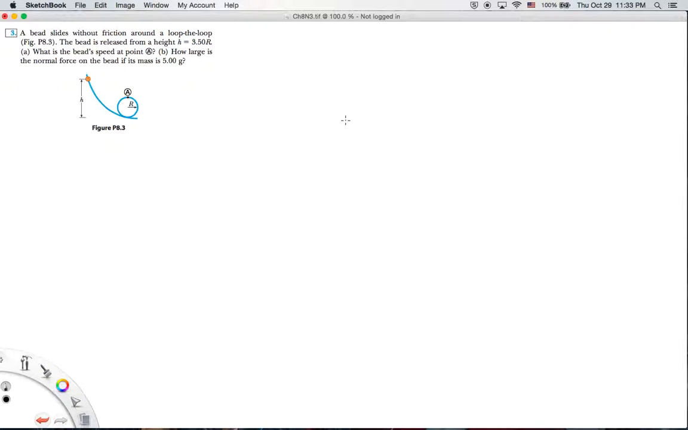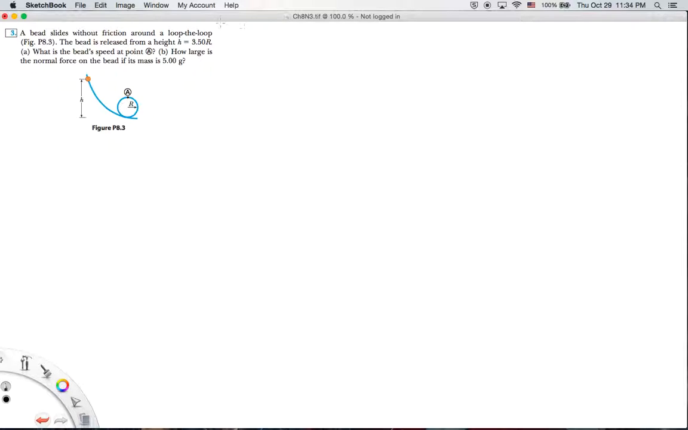Okay, this is number 3 for chapter 8. A bead slides without friction around a loop-the-loop of figure 8.3. The bead is released from a height h equals 3.5 r. Part A, what is the bead's speed at point A? Part B, how large is the normal force on the bead if its mass is 5 grams?